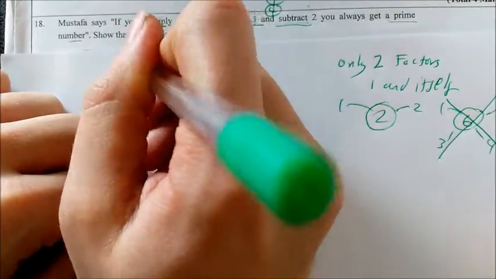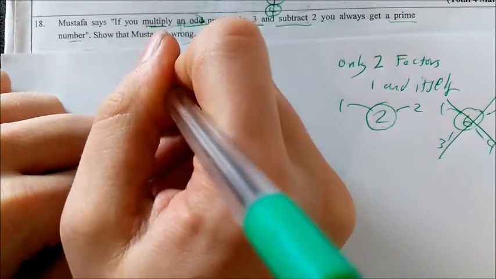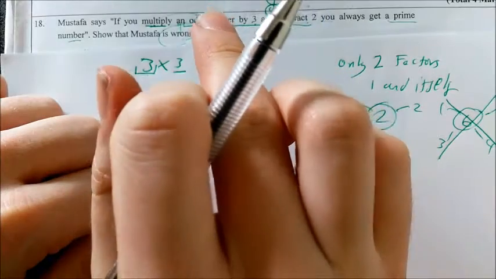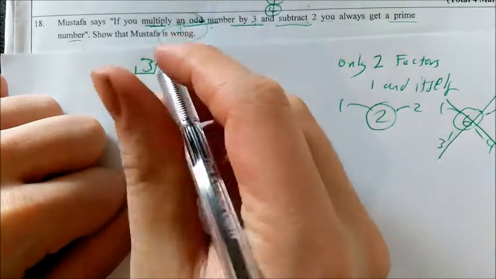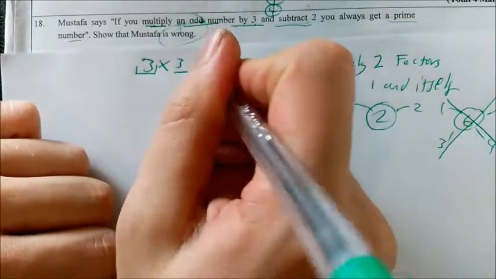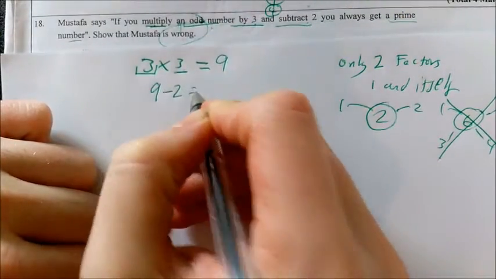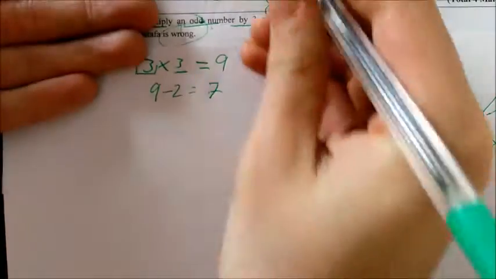So I'm going to do 3 times 3 because I'm multiplying 3 by an odd number. I know this seemed a bit pedantic for some of you, but a lot of people wrote 2 times 3, which wouldn't work because 2 is an even number. So you would not have got the mark. So 3 times 3 is 9. 9 take away 2 is 7. Oh, well, that does work.